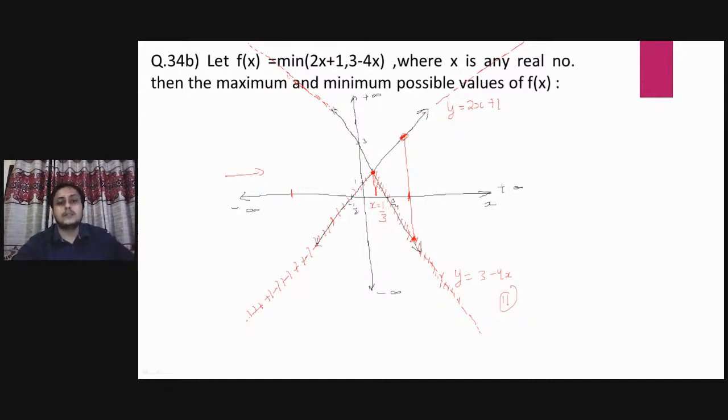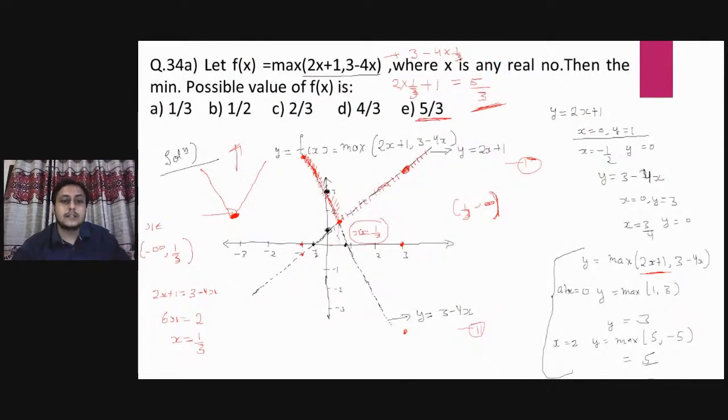तो दोनों ही इक्वल है इस पॉइंट पर, तो इंटरसेक्शन पॉइंट है, you will get the answer, means x equals to 1/3. So just put x equals to 1/3 in any of the equations. Let's say in the first one, 2 into 1/3 plus 1. This is again the same, that is 5/3. So in this case, y equals to 5/3 at x equals to 1/3. In this case, 5/3 is the maximum value.